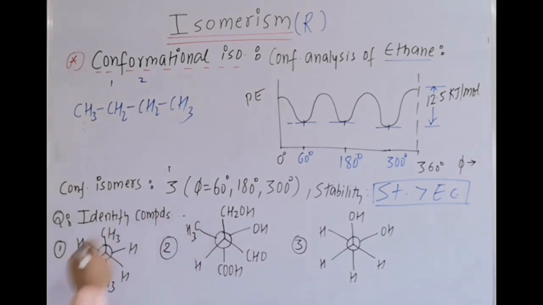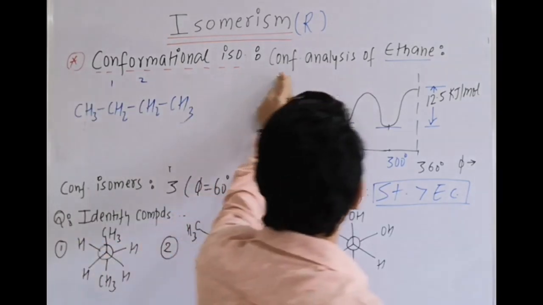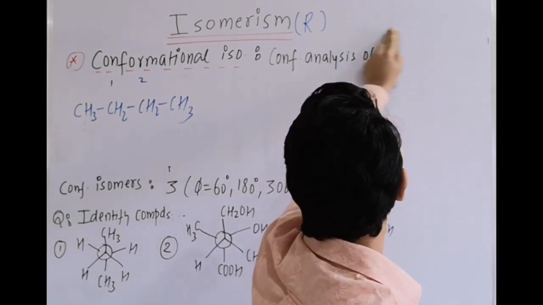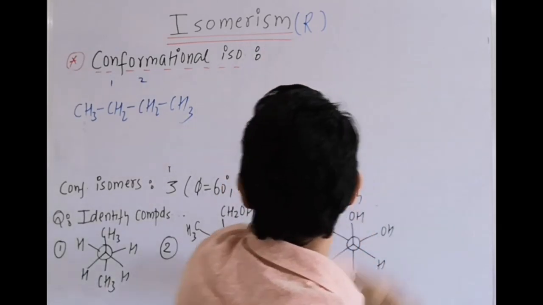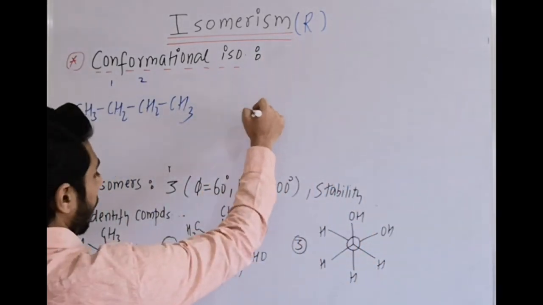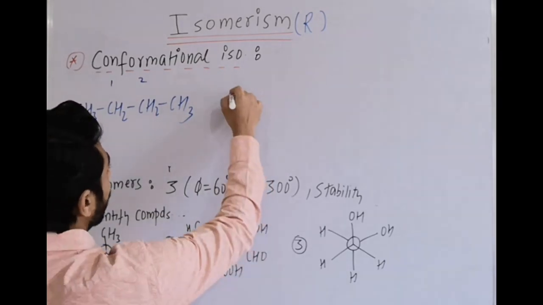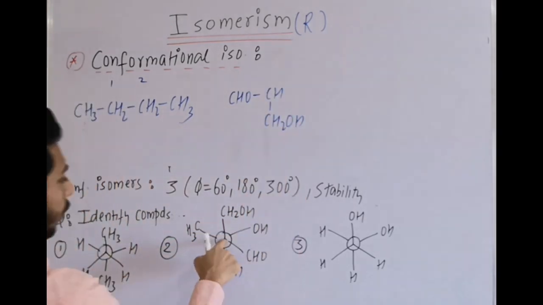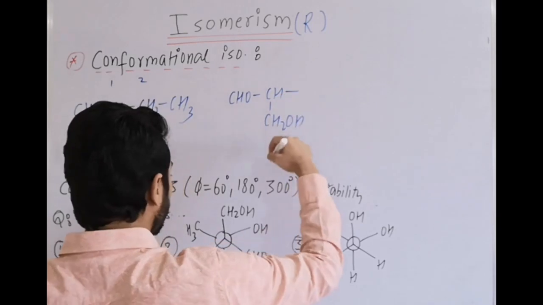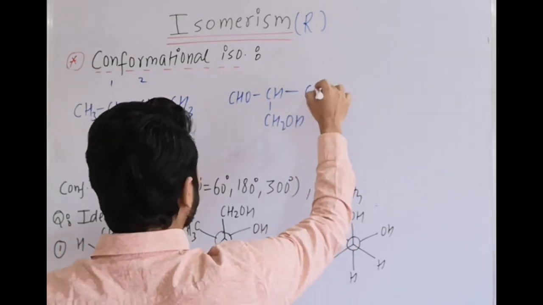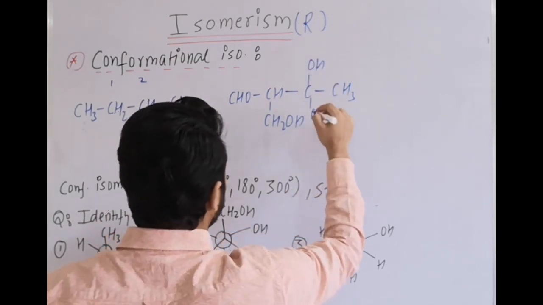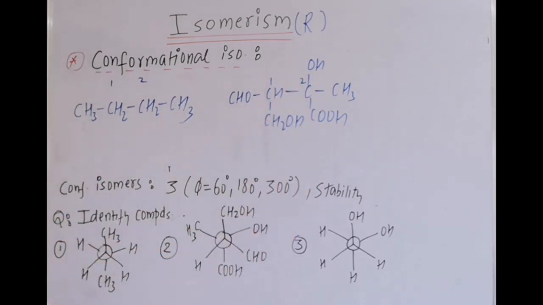Second example, first carbon contains hydrogen, CHO and CH2OH. It is the front carbon as per the Newman projection. Back carbon is carbon with CH3 and OH and COOH. I am marking 1, 2 as per the front carbon 1, back carbon 2.